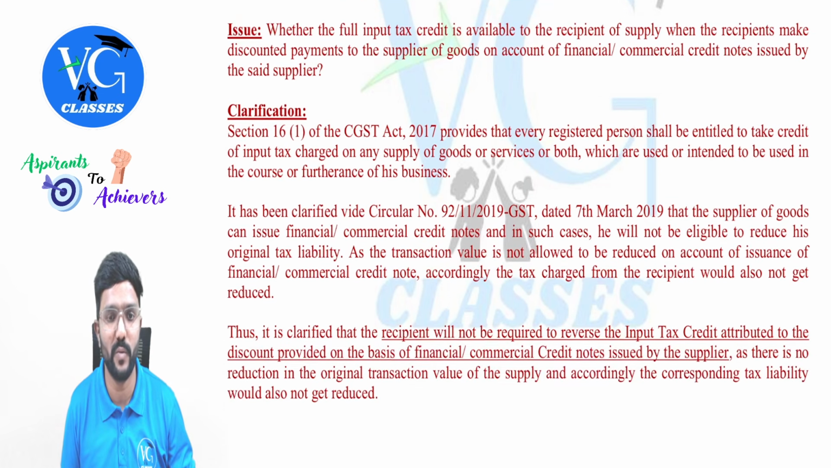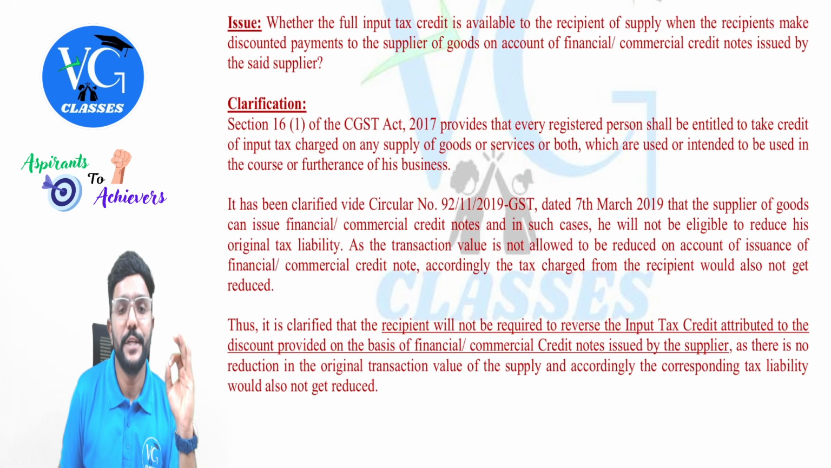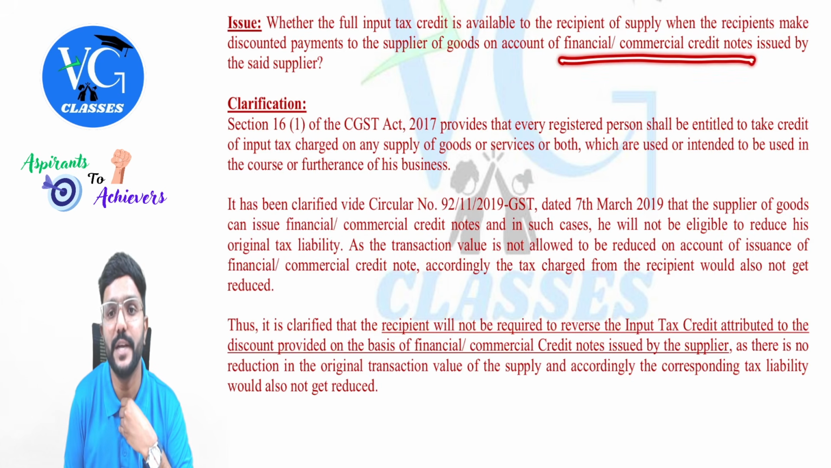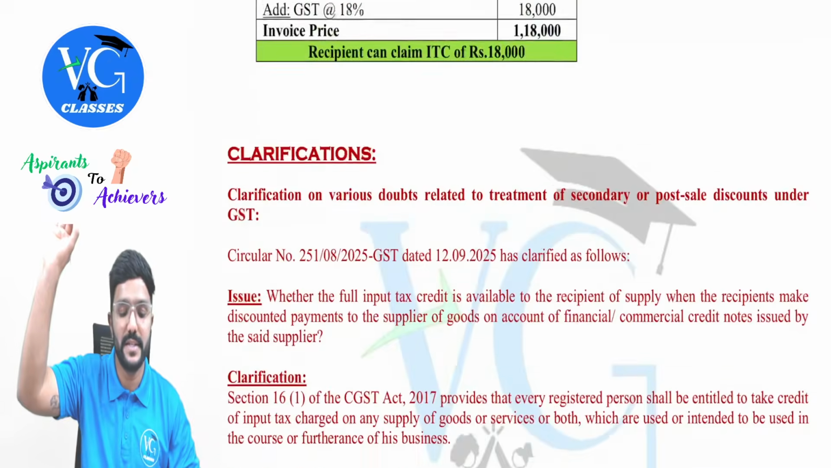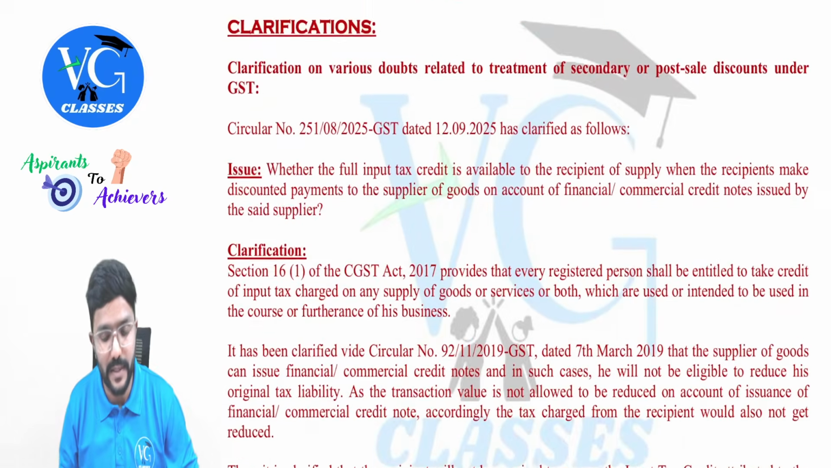What are those? They have given what was the issue, what is the clarification, both. Issue: whether the full input tax credit is available to the recipient of supply when the recipient makes discounted payments to the supplier of goods on account of financial or commercial credit notes issued by the said supplier. Means they are talking about the second example, guys. Is that clear? Yes, sir.